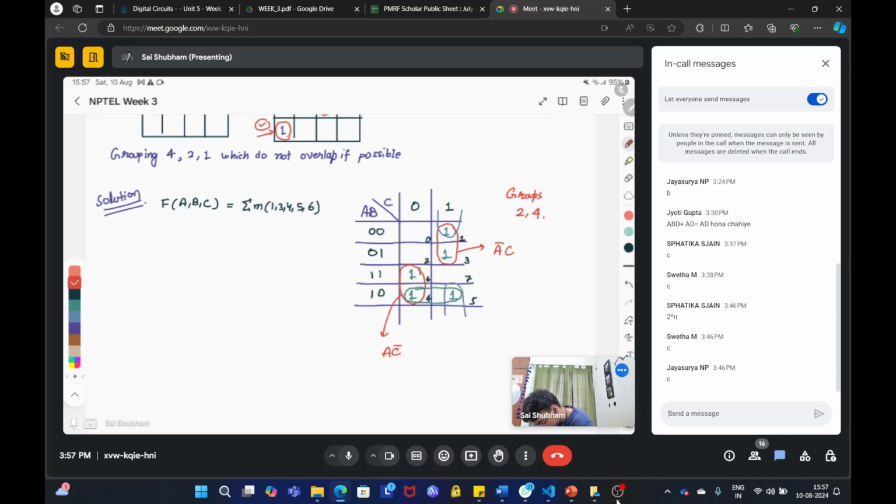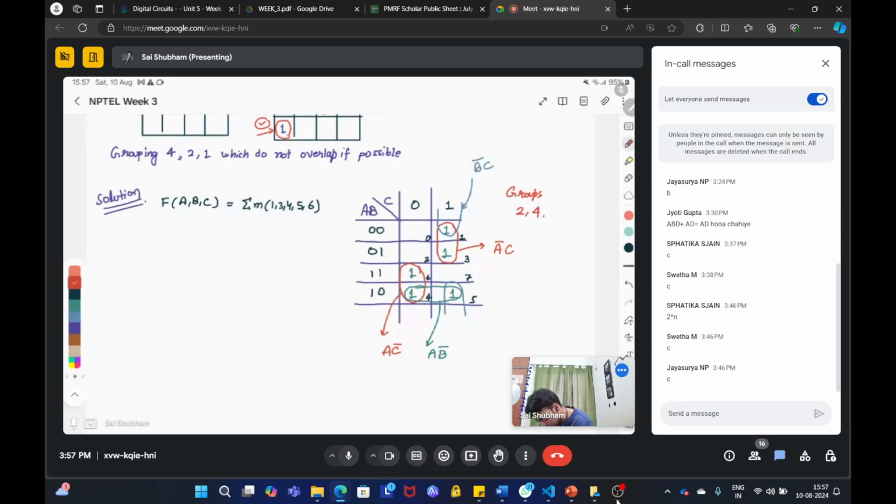Now we have two options. We can go with this, which will be A B bar, or we can go with this one, which will be B bar C. So what are the possibilities? A C bar, A bar C, A B dash. Another possibility is A C bar, A bar C, and B bar C.